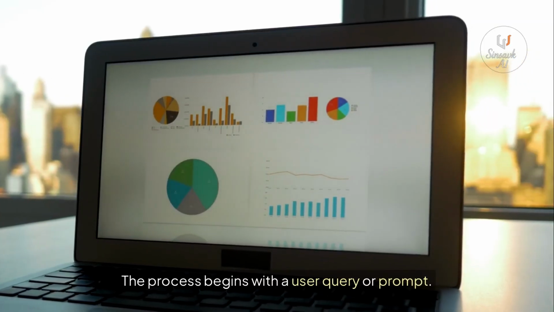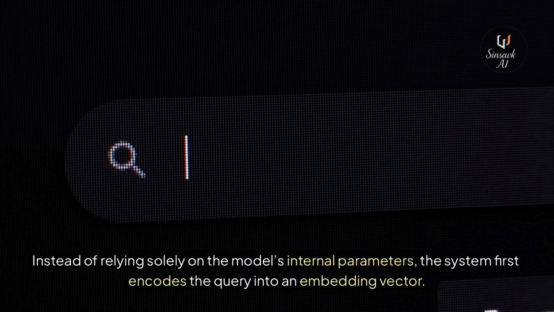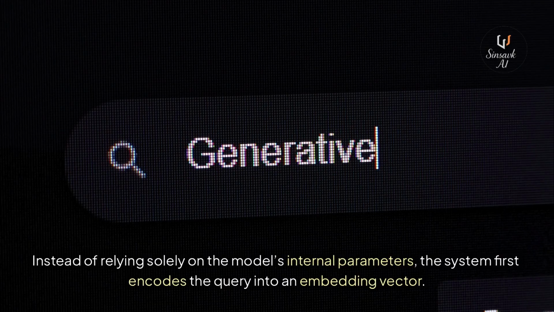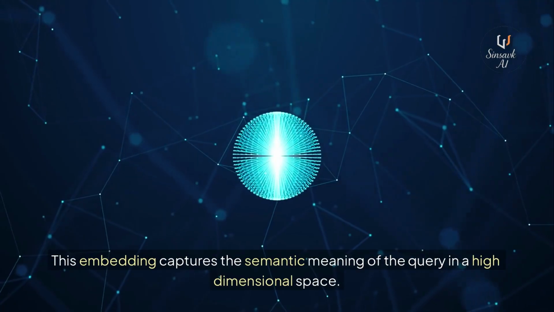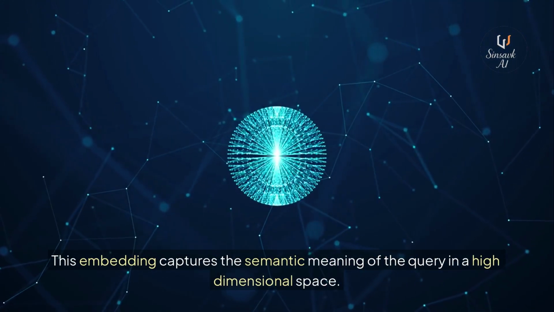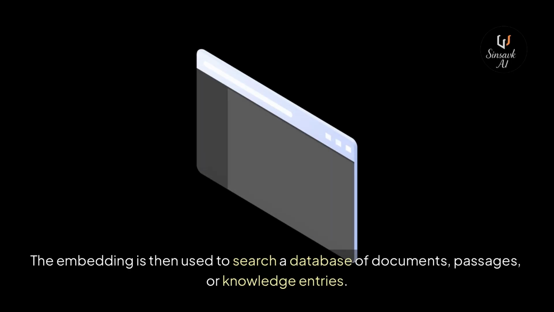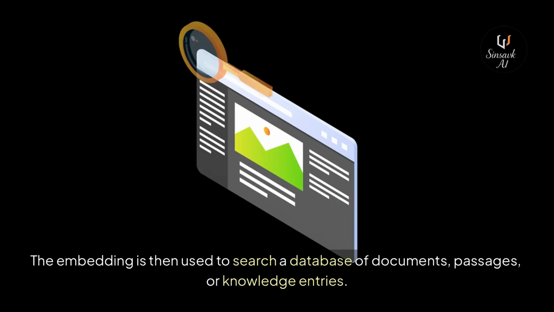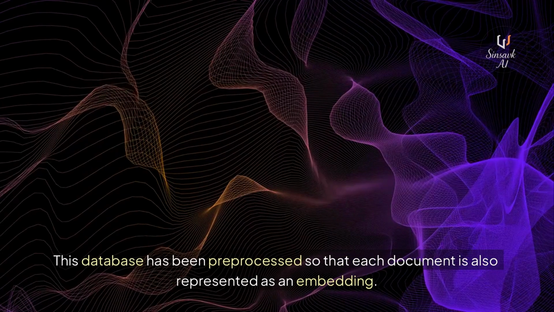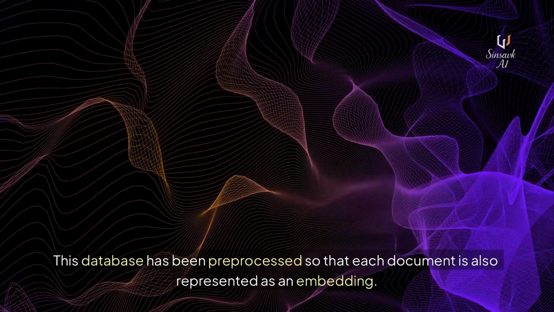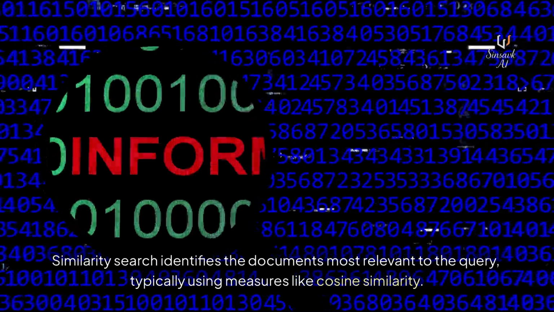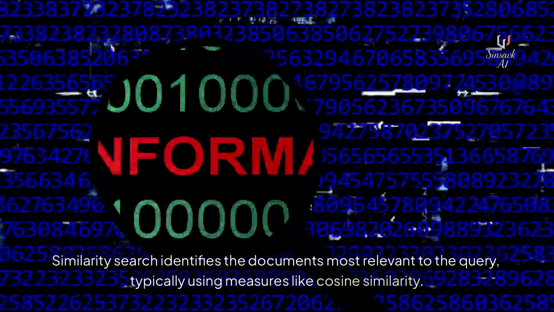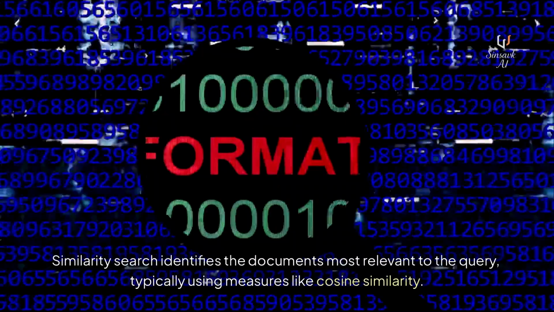The process begins with a user query or prompt. Instead of relying solely on the model's internal parameters, the system first encodes the query into an embedding vector. This embedding captures the semantic meaning of the query in a high-dimensional space. The embedding is then used to search a database of documents, passages, or knowledge entries. This database has been pre-processed so that each document is also represented as an embedding. Similarity search identifies the documents most relevant to the query, typically using measures like cosine similarity.